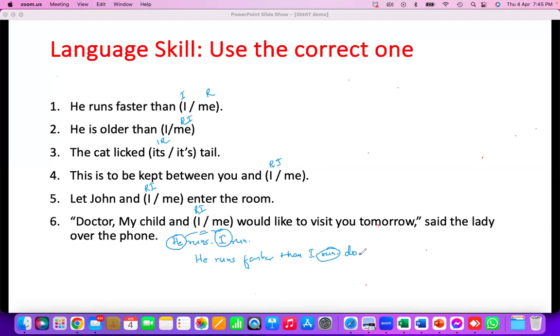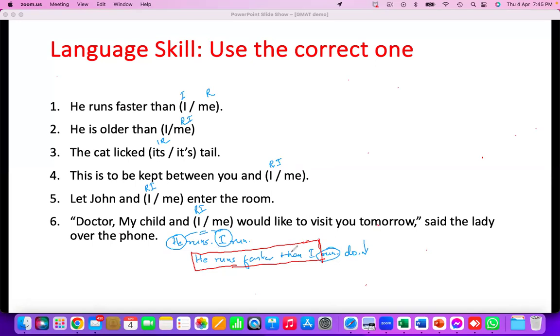Now, even if you drop this do, then whatever you are left with is correct. It means he runs faster than I is grammatically correct. There is no problem. So this is where the sentence is coming from. When we merged these two sentences, he runs and I run, he and I, which are the subjects, retain their identities.